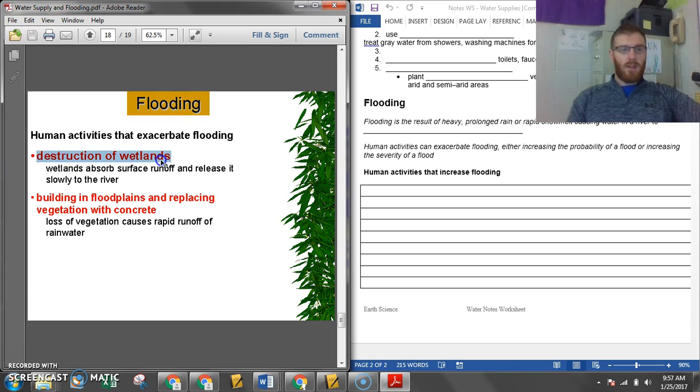Okay, some more things: the destruction of wetlands, and we can read that here. And then building in floodplains and replacing that vegetation with concrete. Water is going to be able to flow a lot more easily over concrete than it will over vegetation.